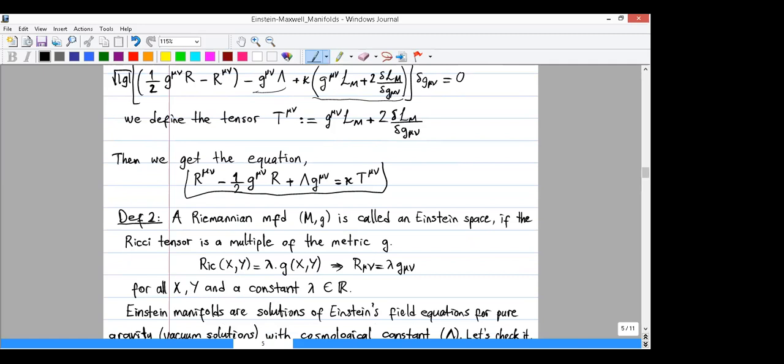Okay, up to this point, are there any questions? I hope you could follow these calculation steps.